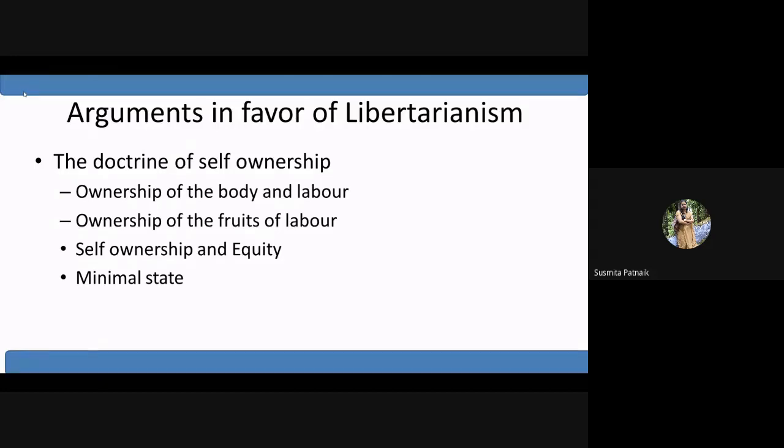Okay. So again, what will happen? The third part is called self-ownership and equity. What do you mean by self-ownership and equity?